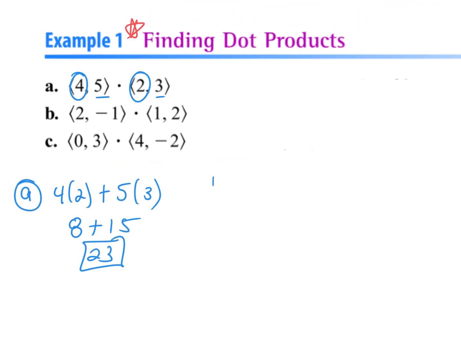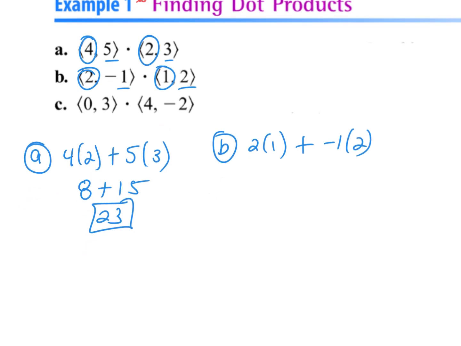Look at B. Same thing. It's the dot product, so first times first: 2 times 1. See how I'm writing it down? Plus second times second: negative 1 times 2. What's 2 times 1? 2. Plus, what's negative 1 times 2? Negative 2. What's 2 plus negative 2? 0. Do you think that means something?